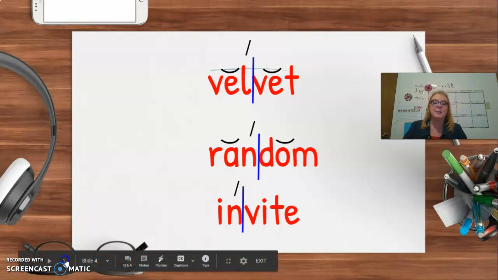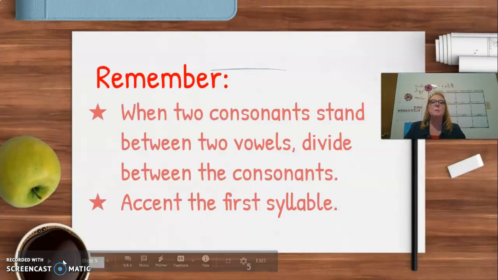What kind of syllable is that first one? Closed. And the second one? We didn't trick you. Good job. It is a vowel consonant E syllable. Wow, you're doing great with this. Okay, so let's read that first syllable. In, and the second one? Vite. Read it all together. Invite. Great job. So remember, when 2 consonants stand between 2 vowels, divide between the 2 consonants.